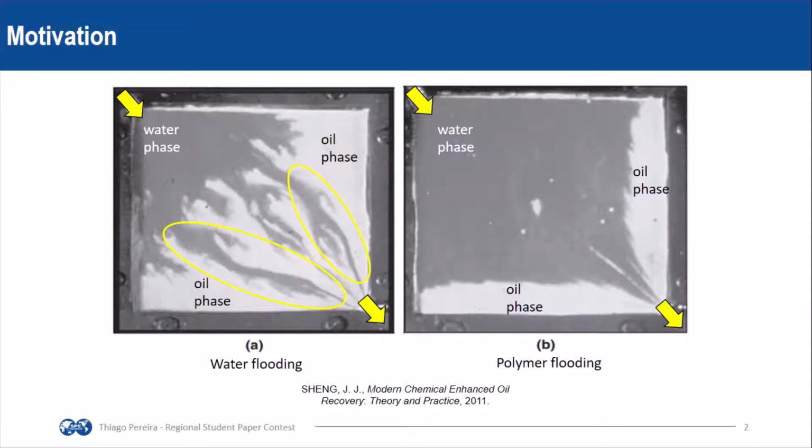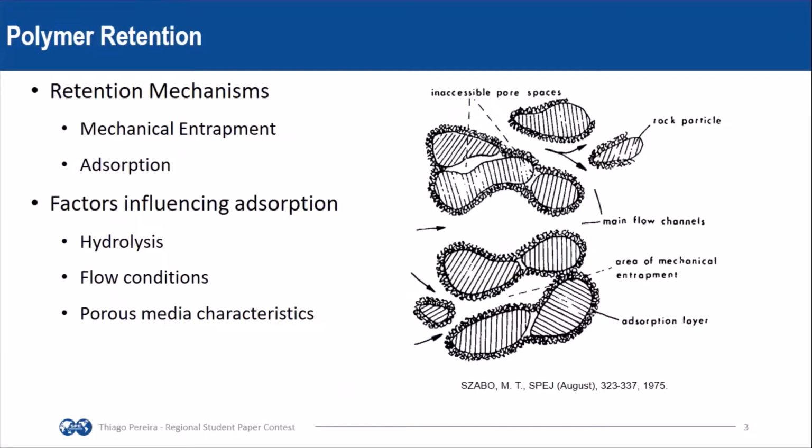The addition of polymers to the injection water is one of the most used EOR methods because of the ability of these chemicals to increase the viscosity of the solution even at low concentrations, reducing the mobility ratio between fluids and resulting in a better oil displacement. However, there are many factors related to the use of this substance that can modify the original characteristics of the porous medium, such as polymer retention.